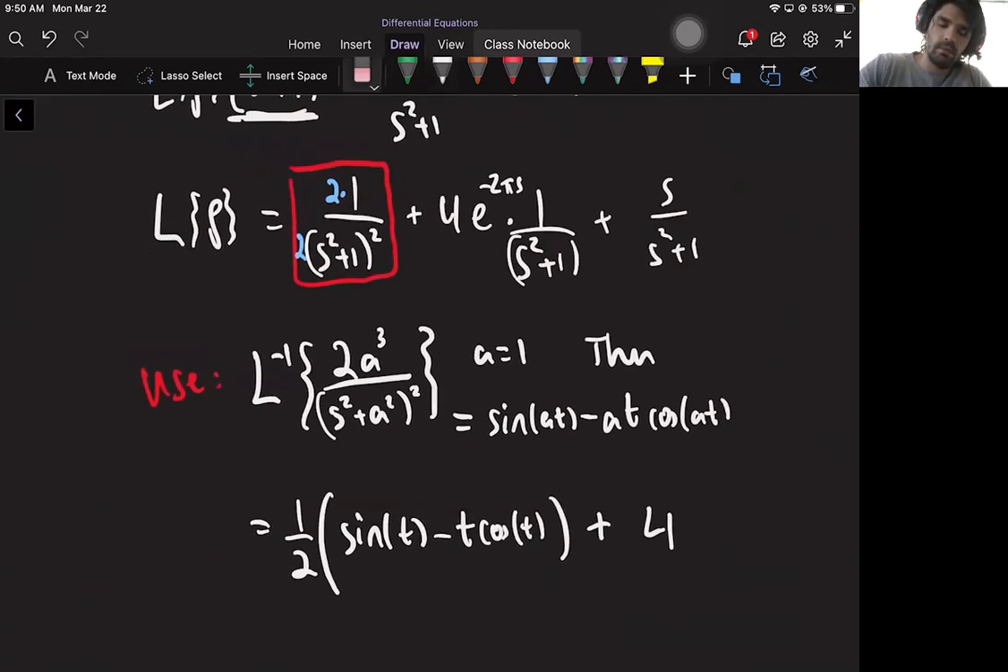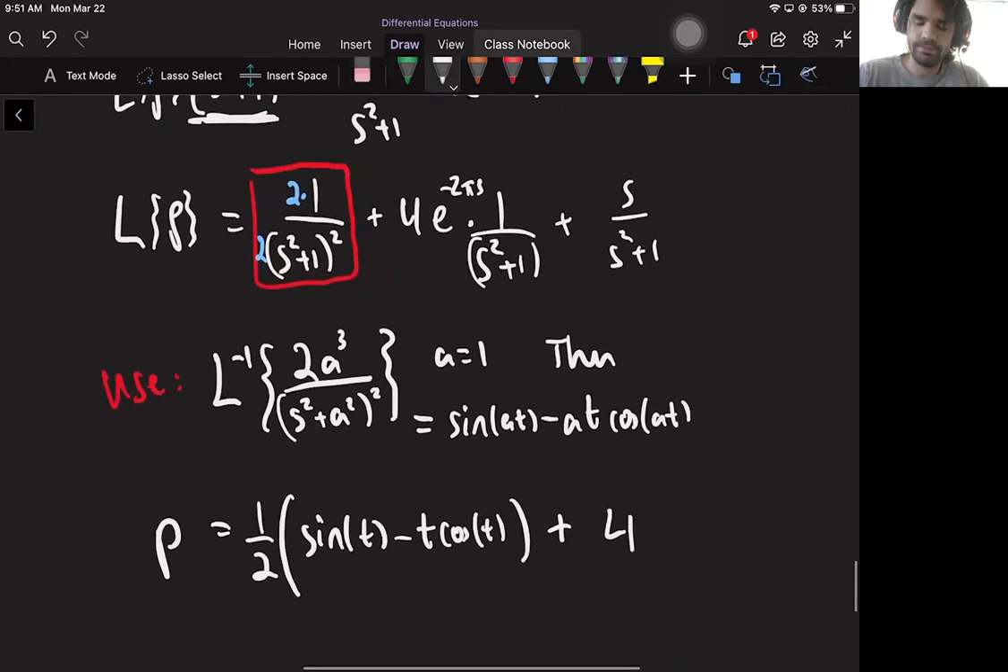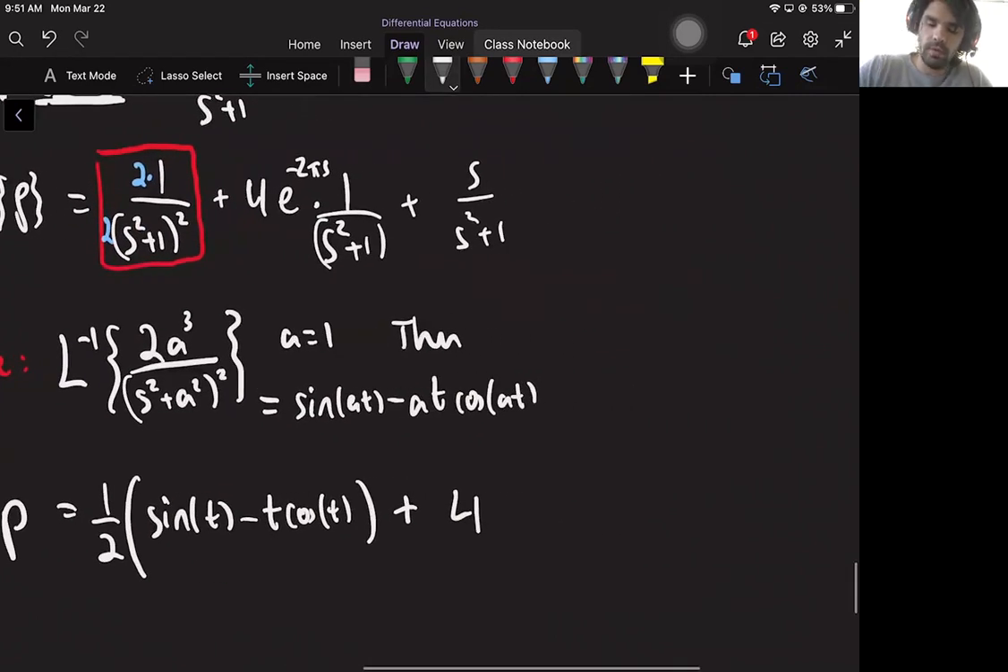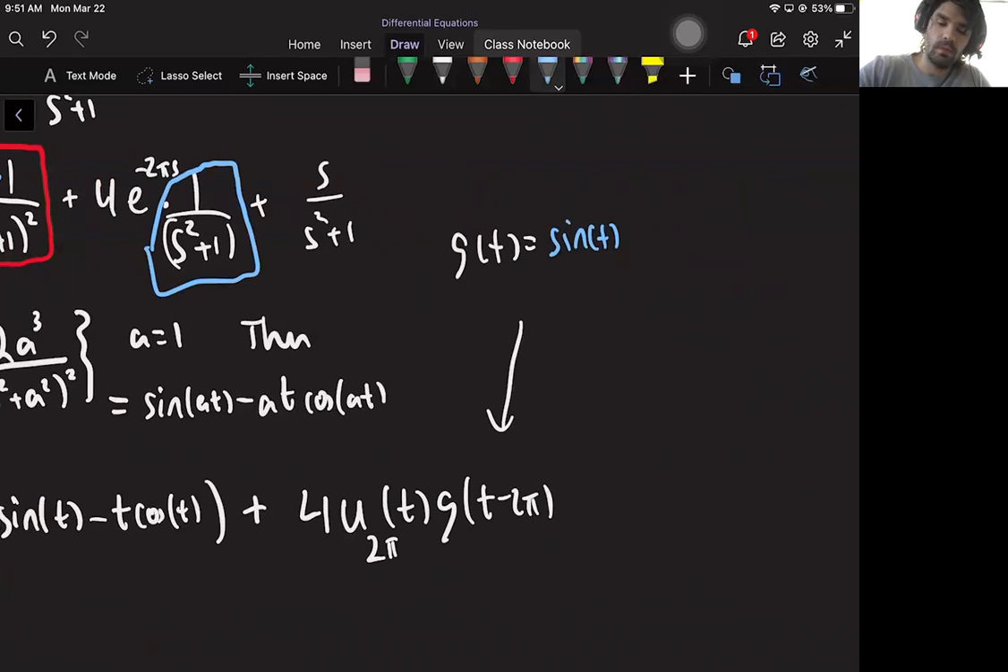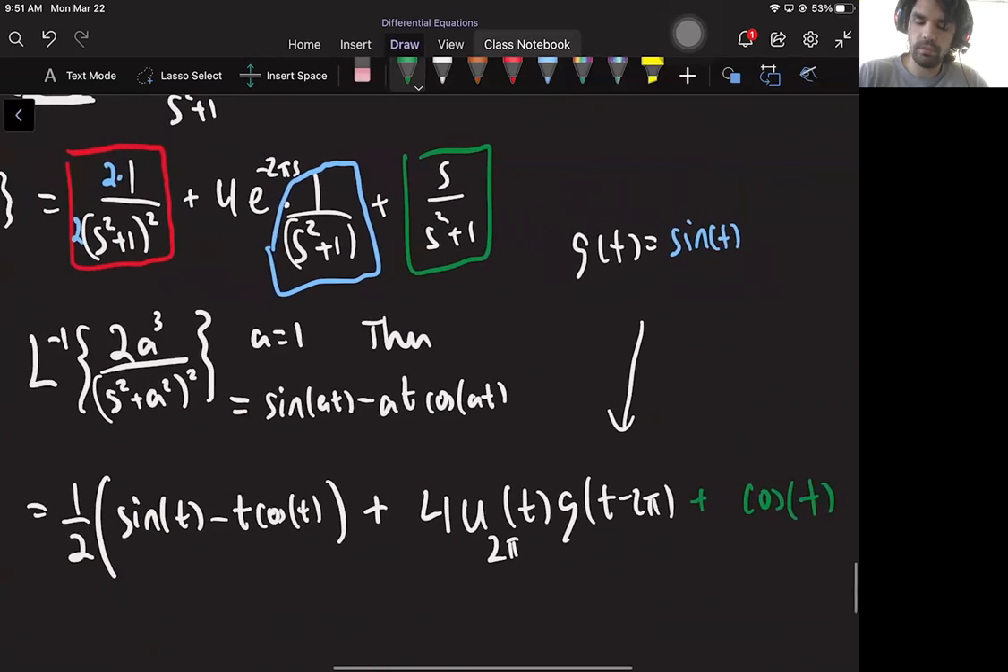Oh wait, so now we're already inversing. So this is p now. And then the next one we did in the previous problem, this is just for a step function shifted over 2 pi, times g of t minus 2 pi, but g of t is whatever the inverse Laplace transform of this is, which is sine of t. And then the last one is just cosine of t when I inverse everything.